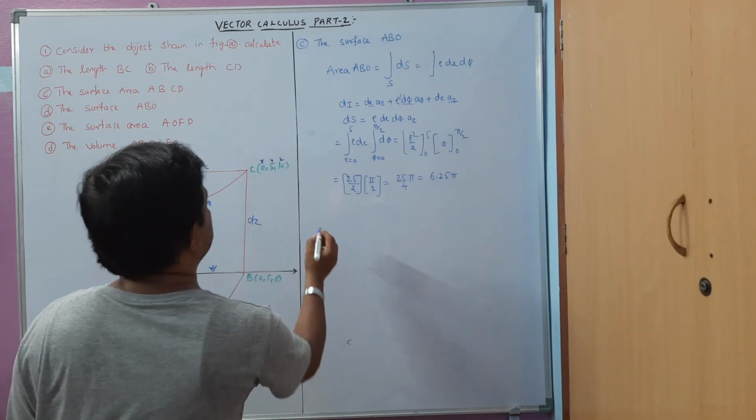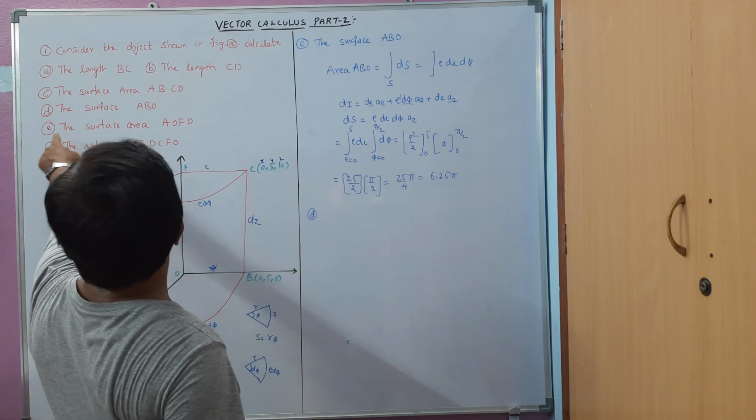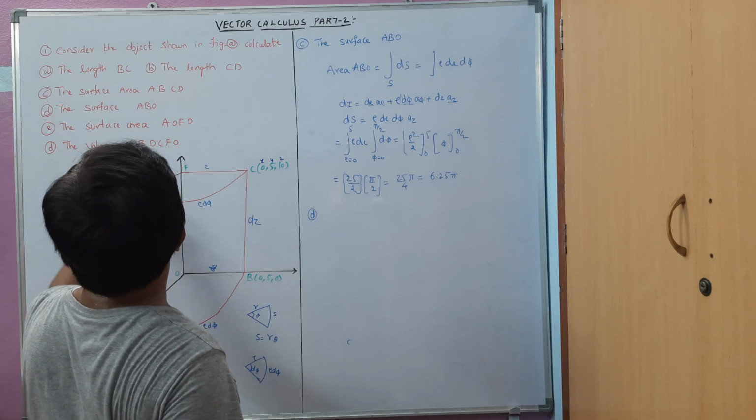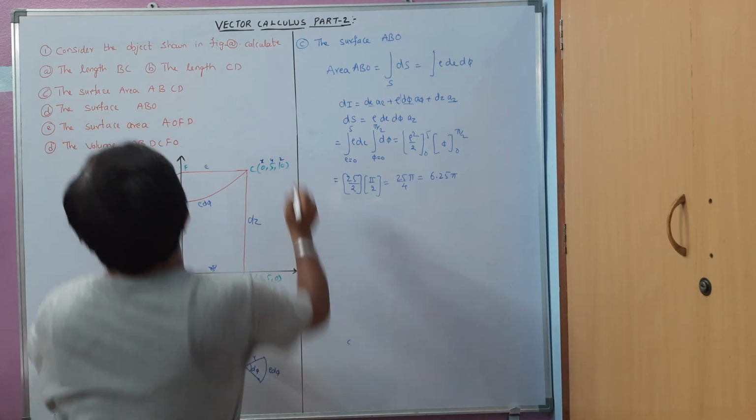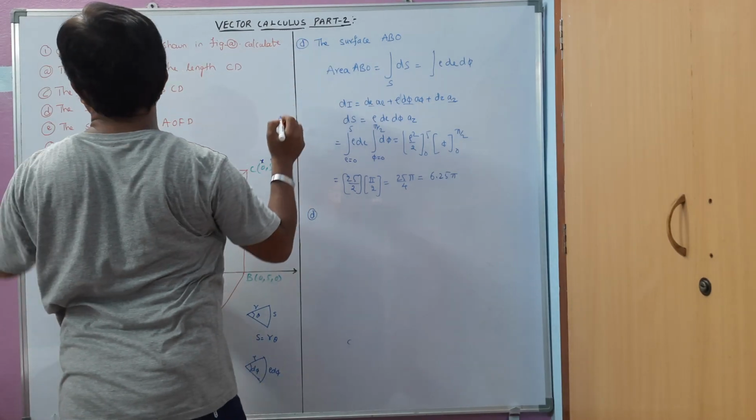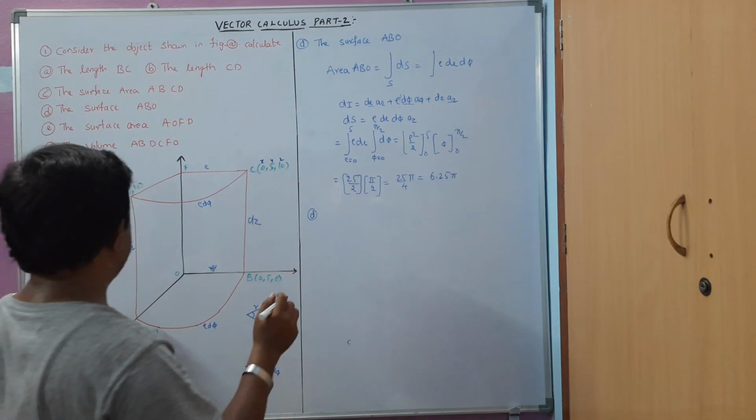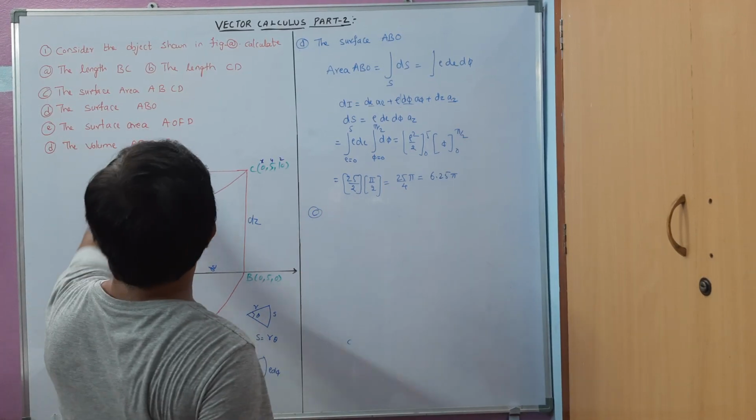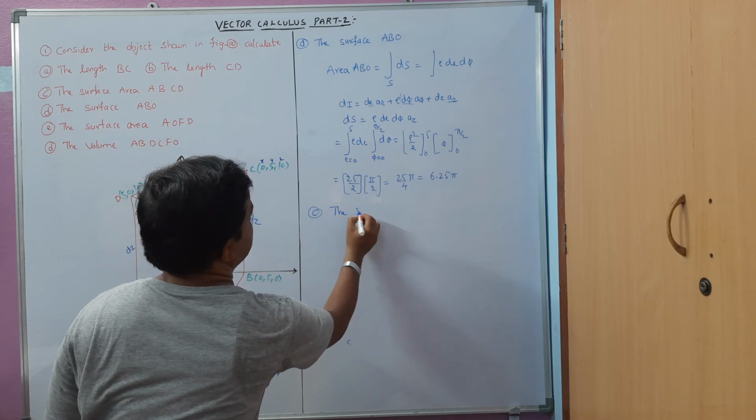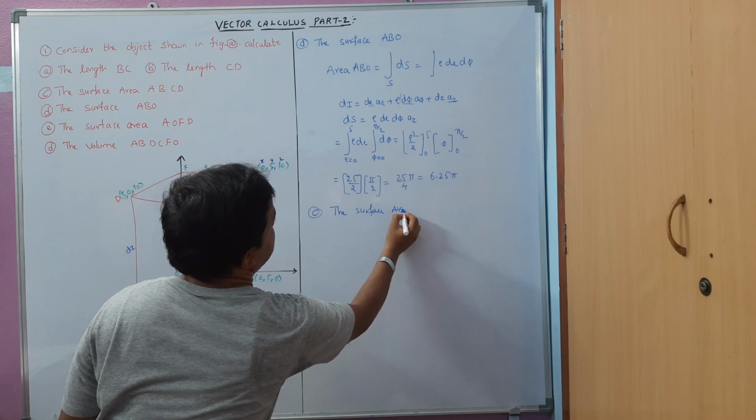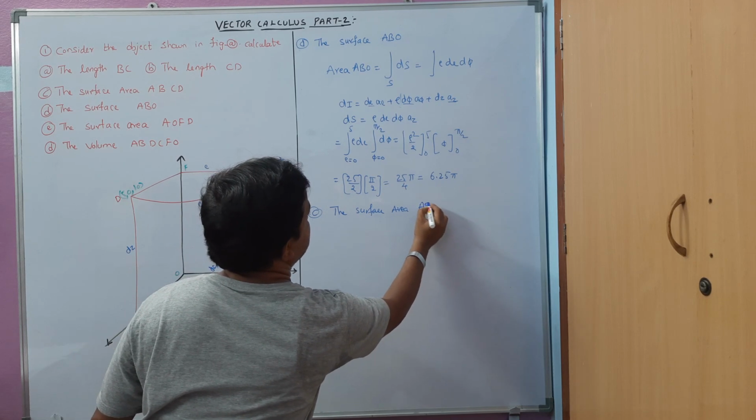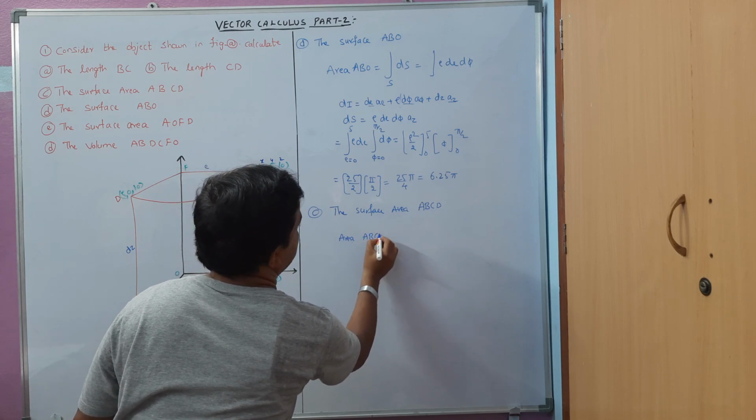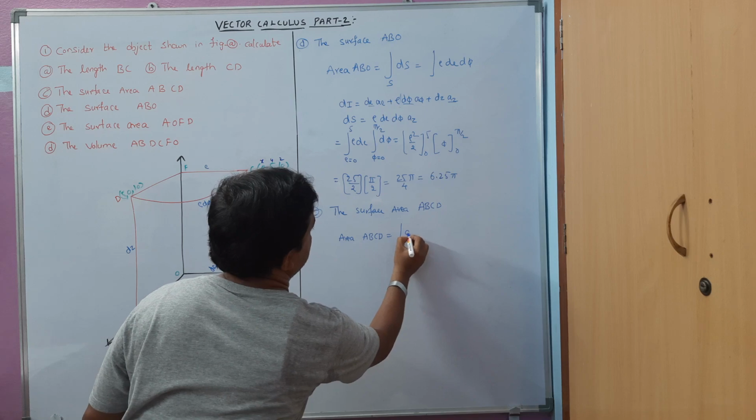Next, let us take the D question here. The D question is the surface ABO. Sorry, actually we have solved ABO already, so the D question is done. Let us take the C question here, ABCD. So we have to take ABCD. I will solve C here: the surface area ABCD. The area ABCD will be equivalent to the surface integral ds.